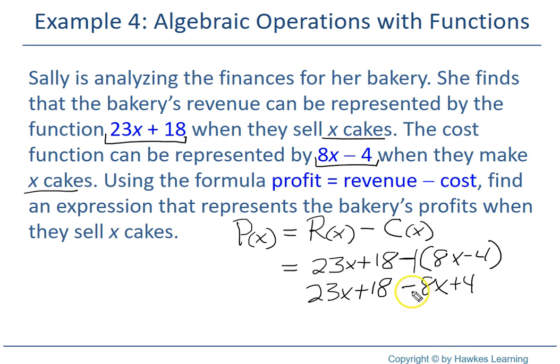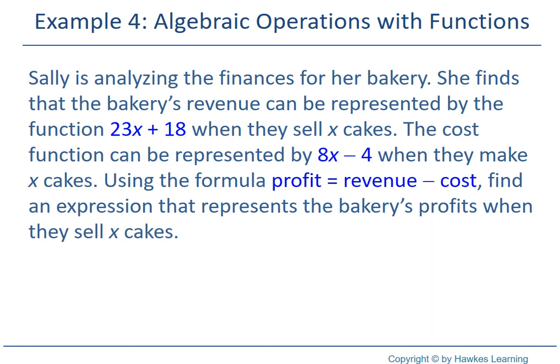So we're going to subtract 8 from that, and this gives us 15x. And we're going to add 4 to this, which will give us a 22. So this should be our profit function. And this is the background. And remember, this is example 4. This will be in your notes. You don't have to write the problem out here. All right, let's see what they have.